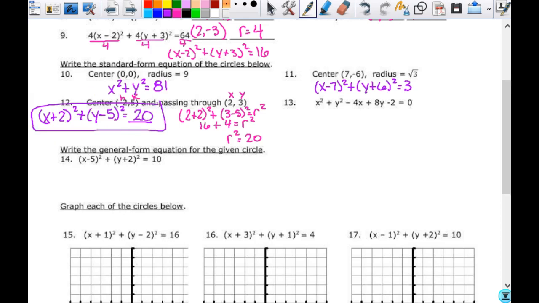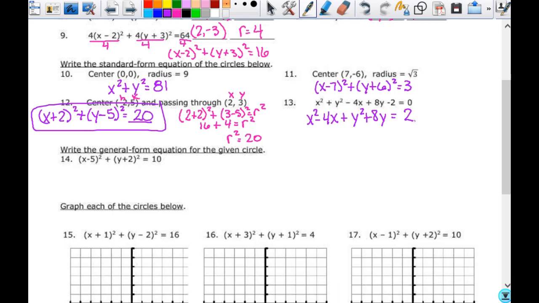Here, I need to get this in standard form, so it's going to require me to complete the square. So I'm going to reorganize things. X squared minus 4x plus y squared plus 8y equals, moving that 2 over. Okay, now, completing the square.